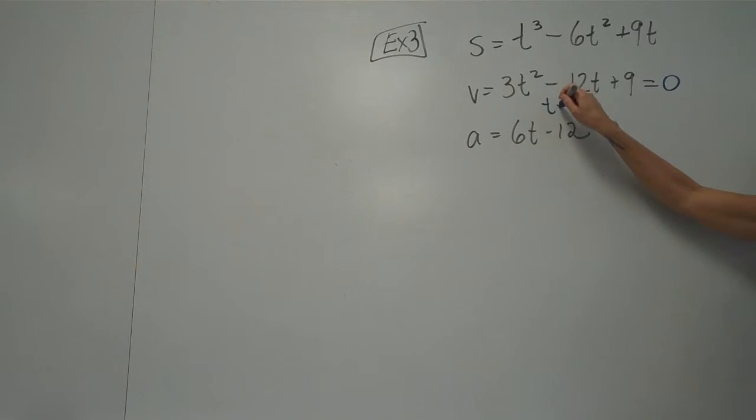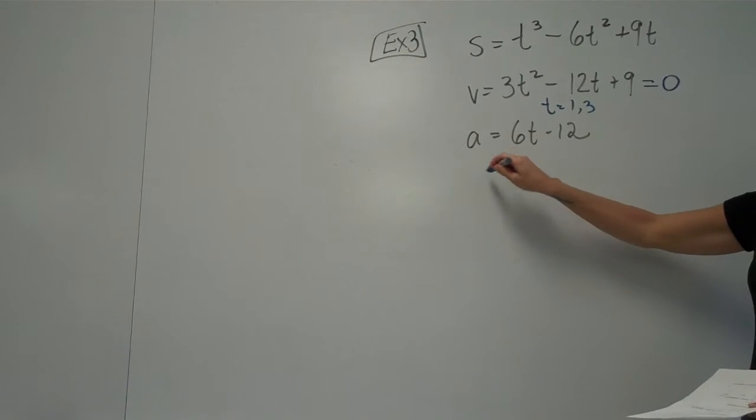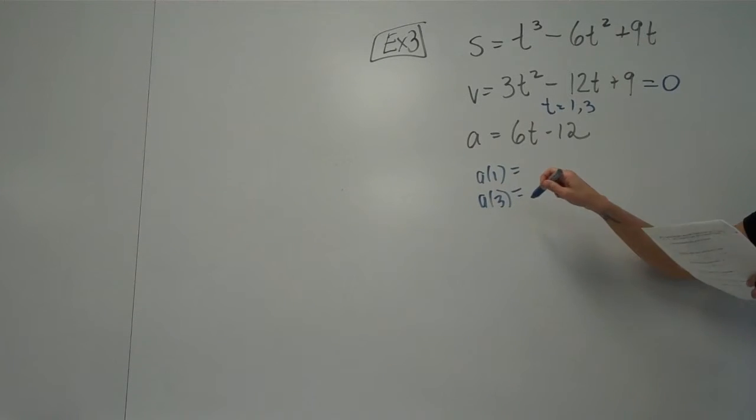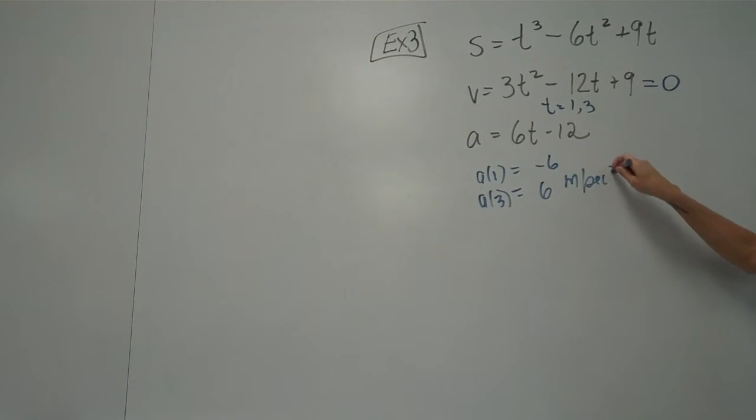If you factor this, you would have gotten t was 1 and 3. So then just plug 1 and 3 into acceleration. And you got negative 6 and 6 meters per second squared. Does that make sense now? Yep. Okay, last question, number 4.